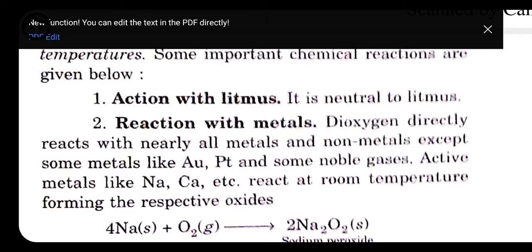Oxygen has the ability to react with all the metals and non-metals except some inert metals like gold and platinum. They are taken as inert metals and they do not show reaction with oxygen because of their inert nature. Active metals like sodium and potassium react at room temperature only, while many other metals are not as reactive. That's why for their reaction we have to increase the temperature a little.